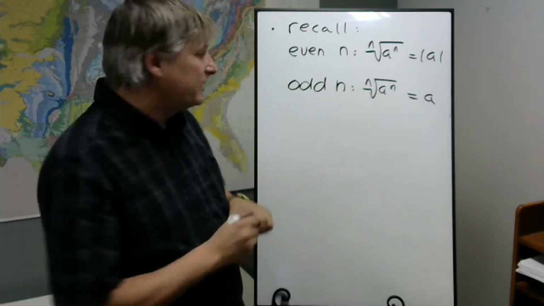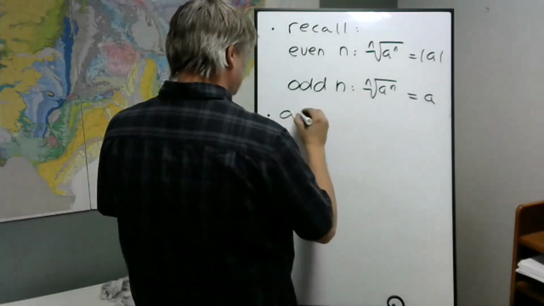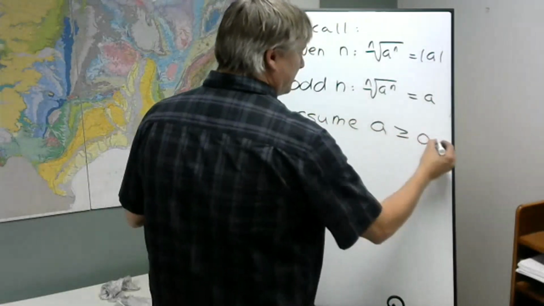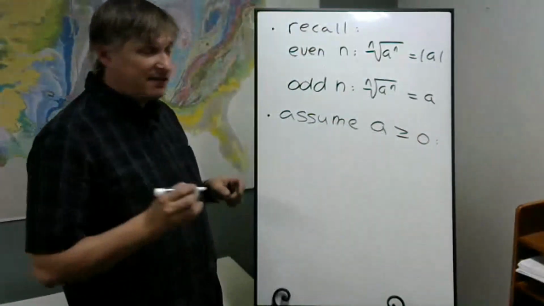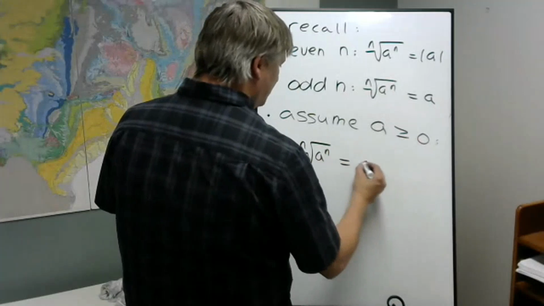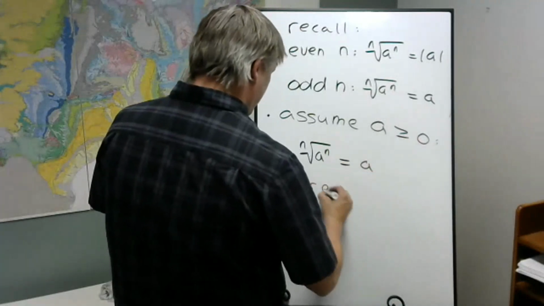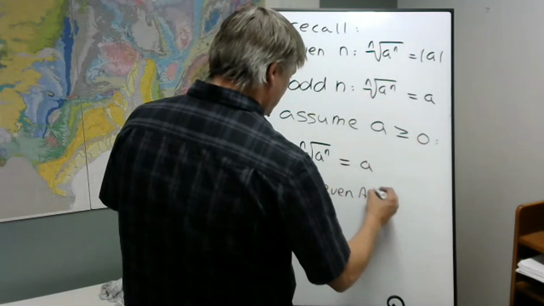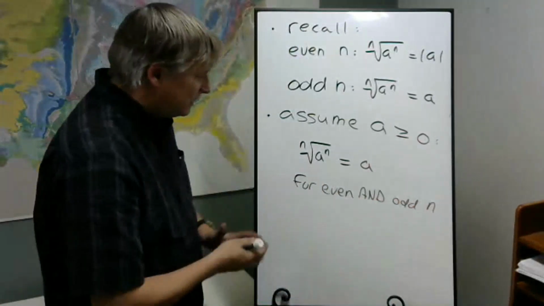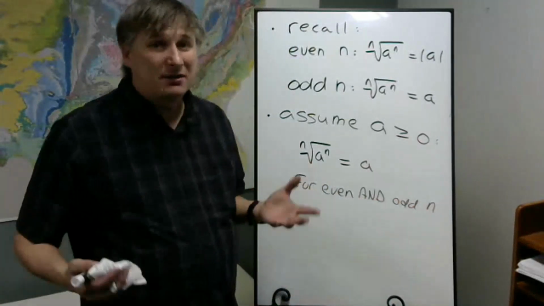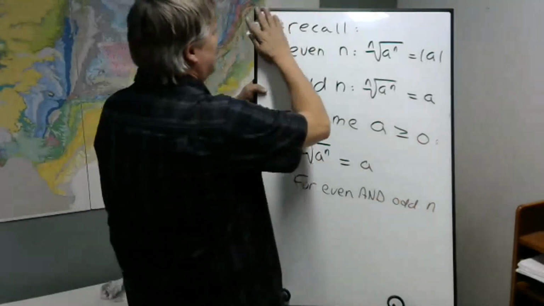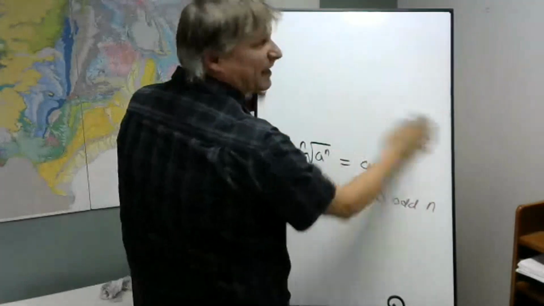So we're going to make this one caveat. Assume a is greater than or equal to 0. Then we can say the nth root of a to the n equals a, for even and odd n. So provided that what's on the inside is always positive to begin with, we can do this. We don't have to worry about that absolute value.